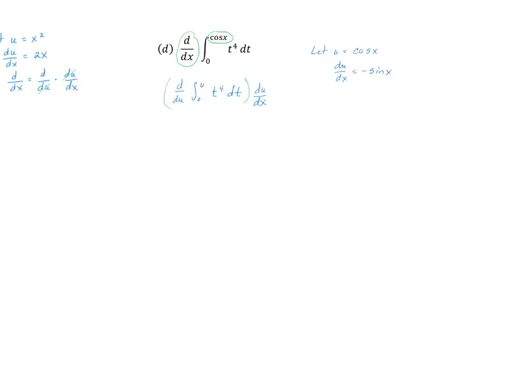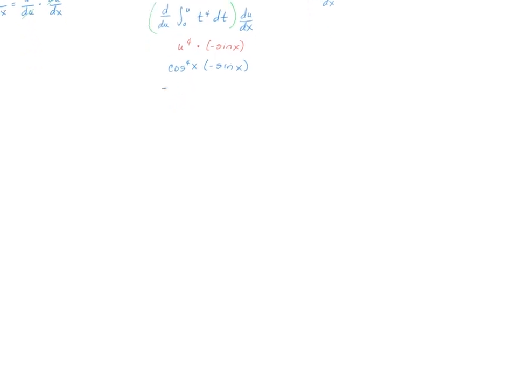So again, this first piece becomes u to the 4. So this is going to be u to the 4 times du/dx, which would be the negative sine of x, but I don't want u, I want x. So I'm going to replace the u to the 4 with cosine to the 4th of x times negative sine of x. And that's going to irritate me, so I'm going to put the negative sign in the front times cosine to the 4th power of x.